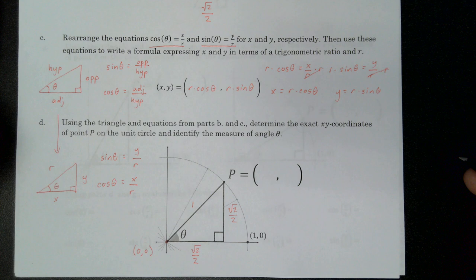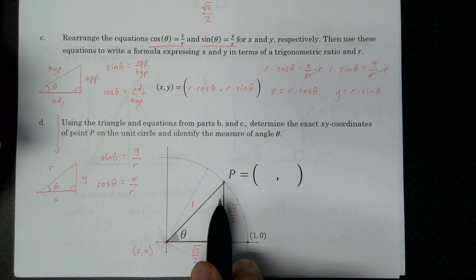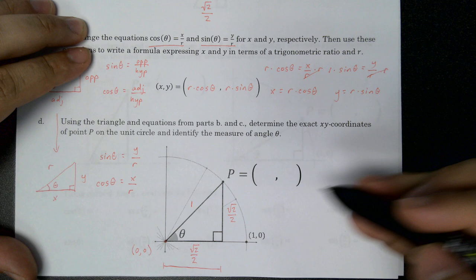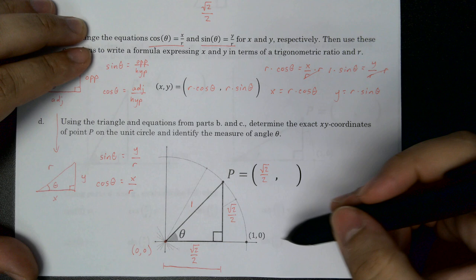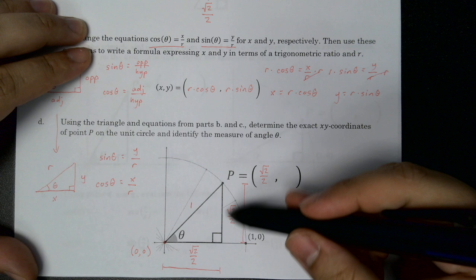And so we can figure out that the horizontal displacement of this point, since this is the origin, this distance right here has to be square root of 2 over 2. So that tells us our x-coordinate. And similarly, our y-coordinate is determined by the vertical displacement from the origin, which is also the square root of 2 over 2.